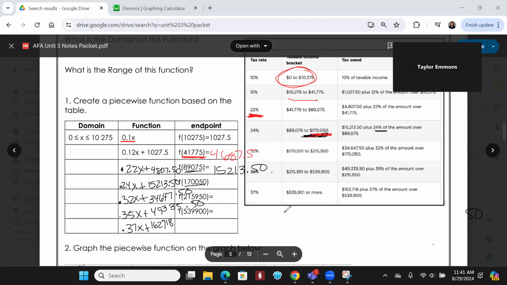So I'm going to do 15,213.50 plus 0.24 of, and I'm going to take the amount that I made and subtract this number. The reason I'm subtracting this number is because it's the amount over 89,075. Okay, so I'm going to type that into my calculator. Tell me what you get.